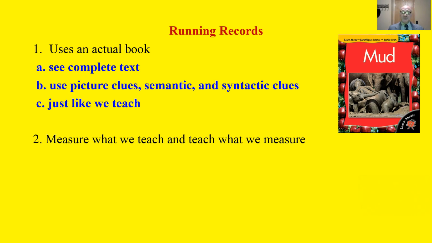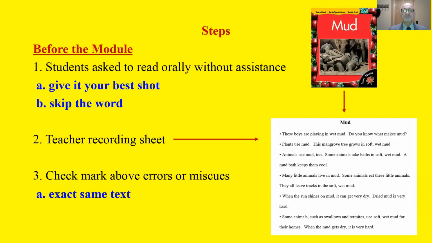Now, the running records, which I appreciate more and can embrace, it uses an actual book, the same types of books they are using for comprehension. Here they see the complete text. They're able to use picture clues, semantic and syntactic clues, just like real life, just like we are teaching. So we measure what we teach, and we teach what we measure.